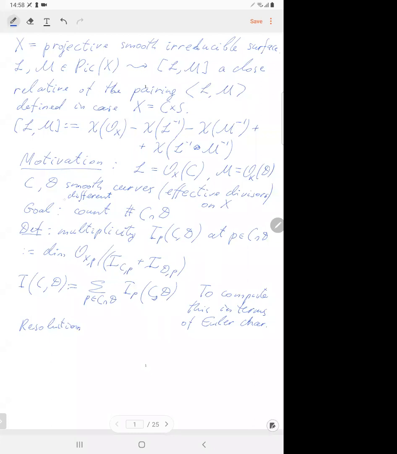Well, we assume this. So no common irreducible components.